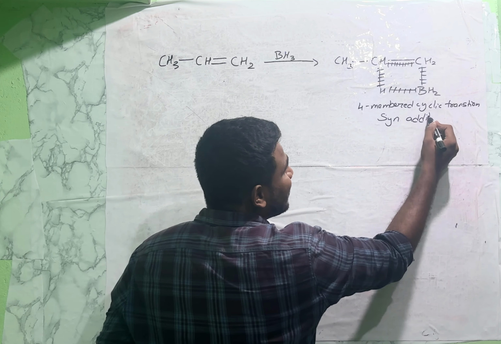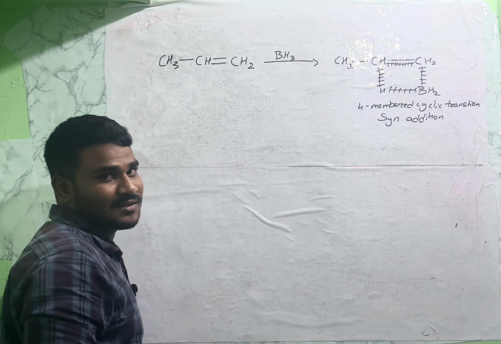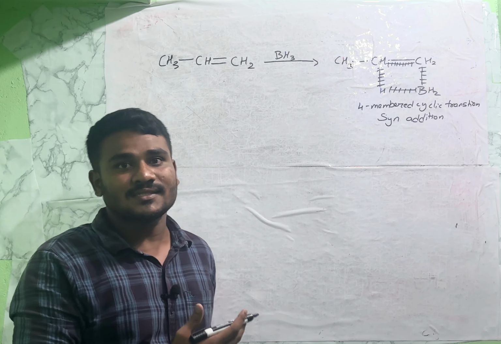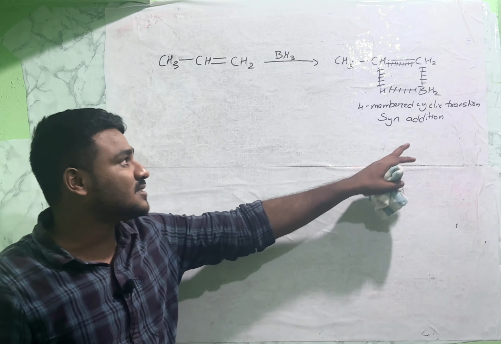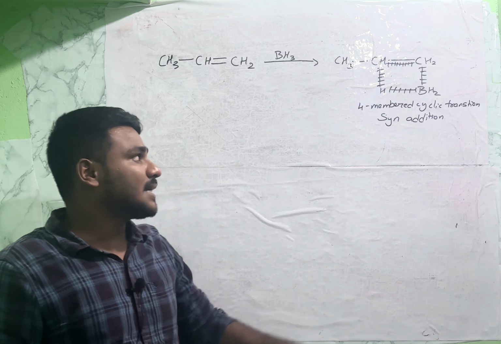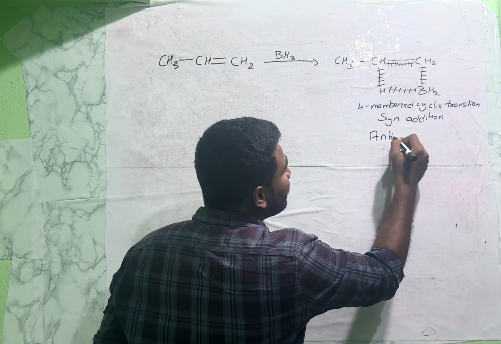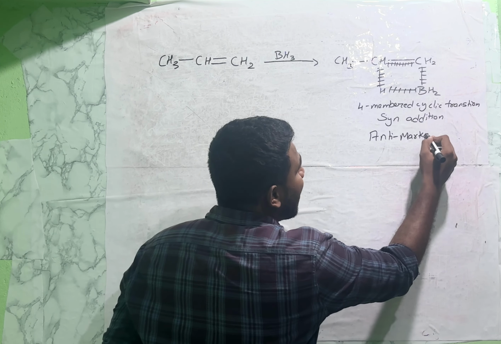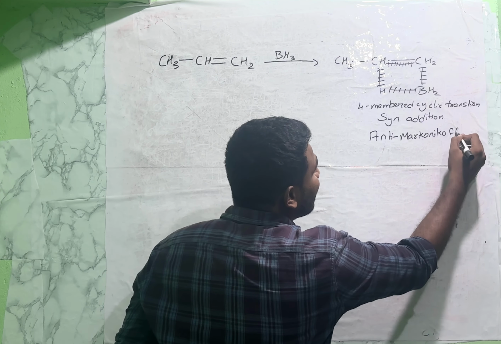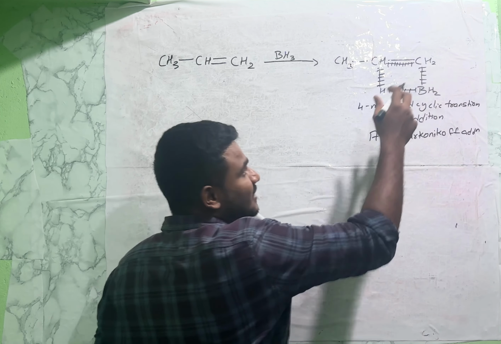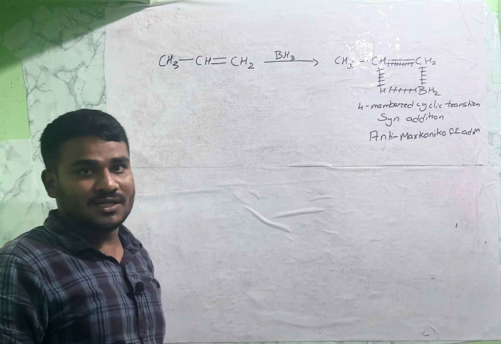This is also syn addition. Previously we have seen in the Sabatier-Senderens reaction it is also a syn addition, and here also it's a syn addition. Or else you can say this is an anti-Markovnikov addition. Which addition? Anti-Markovnikov addition. That is, the substrate is added to the less substituted carbon side.